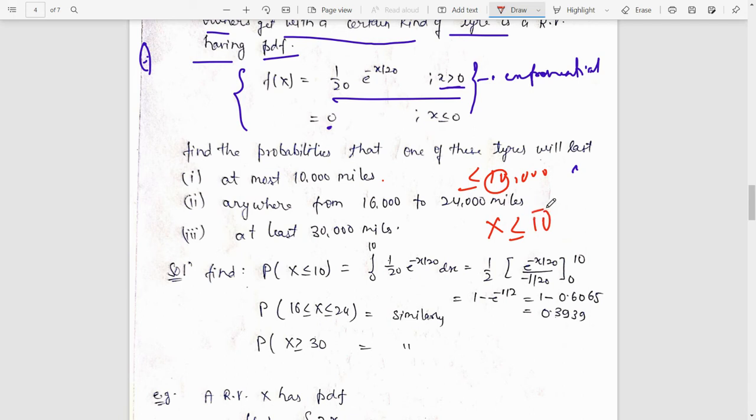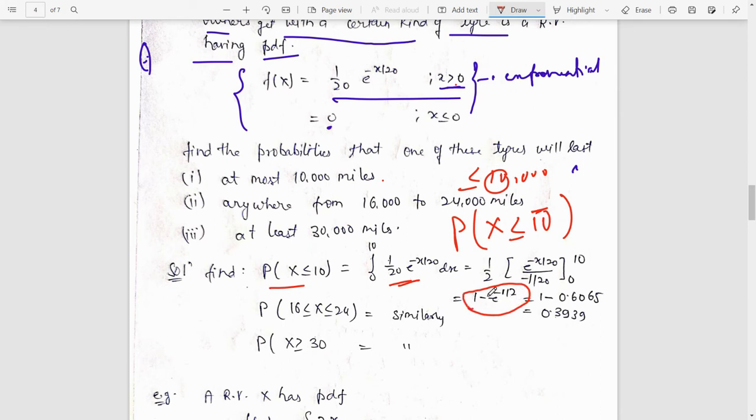At most means अधिक से अधिक, 10 can go up to 10. So x less than or equal to 10. So you need to find this particular probability with this distribution. This probability will change to obviously from 0 to 10 of this distribution, and it will be a simple integration, and we'll get this particular thing.